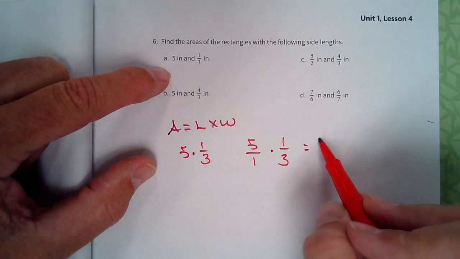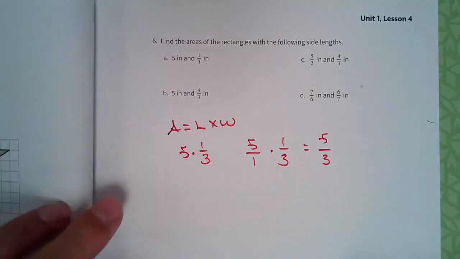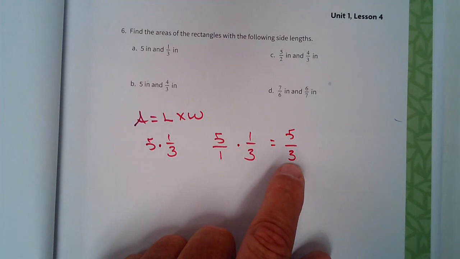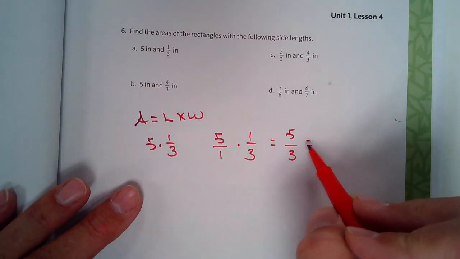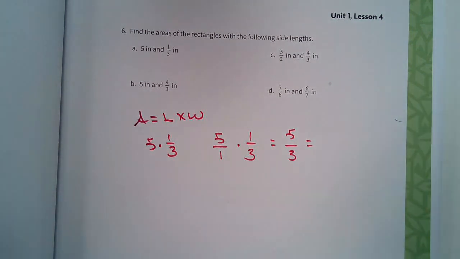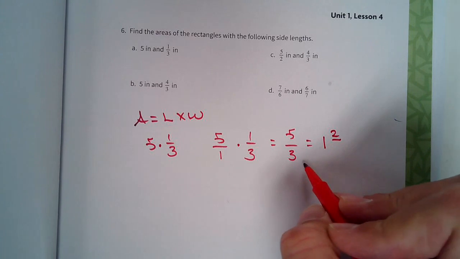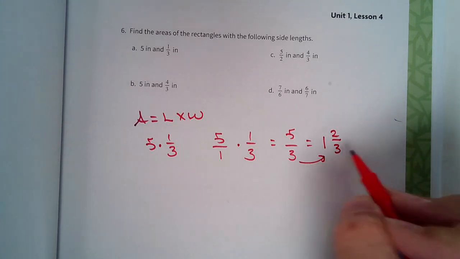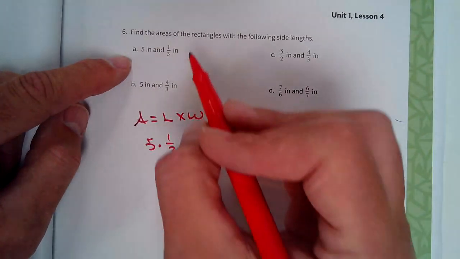5 times 1 is 5. 3 times 1 is 3. Now, we're not done, though. This is an improper fraction. Do you guys remember that? Yeah. So how many times does 3 go into 5? How many times does 3 fit into 5? Once, and 2 is left over, and the denominator stays the same. So there's that first one, A, done for you.